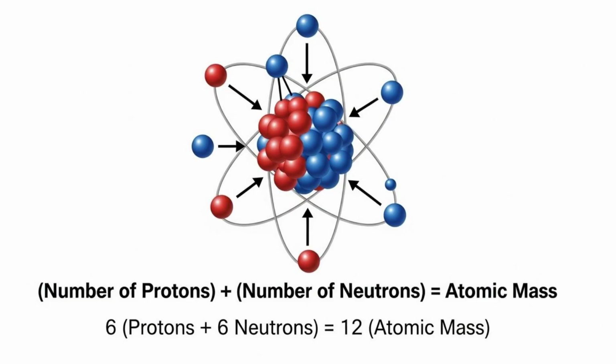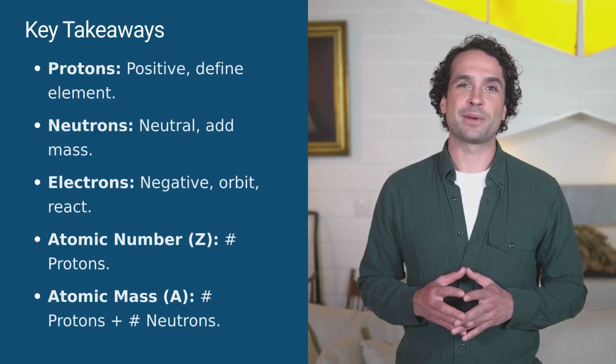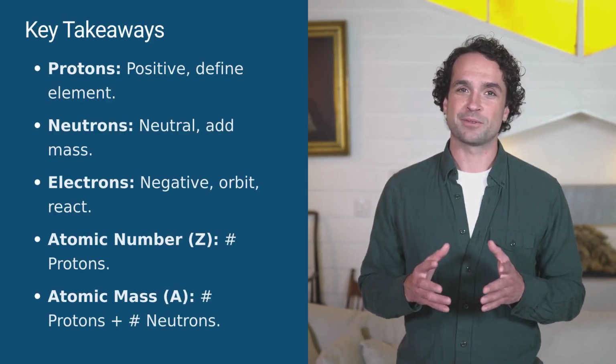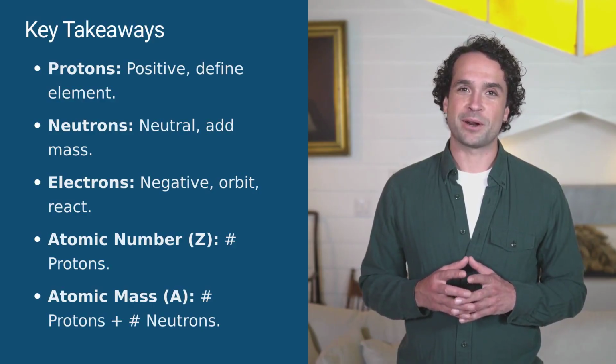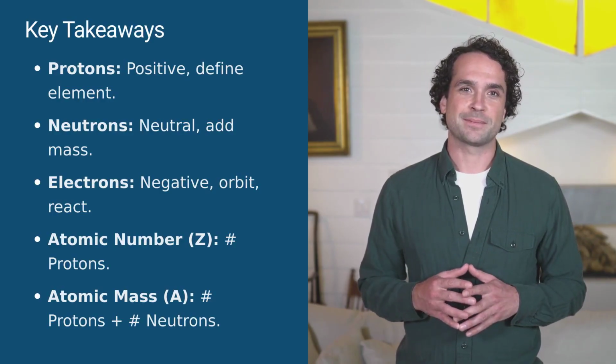This value helps us understand the different isotopes of an element, which are atoms of the same element with varying numbers of neutrons. In summary, atoms are composed of protons and neutrons in a central nucleus surrounded by orbiting electrons. The atomic number defines the element by its number of protons, while the atomic mass accounts for the total number of protons and neutrons. These fundamental concepts are the bedrock of chemistry and, by extension, the chemistry of life.